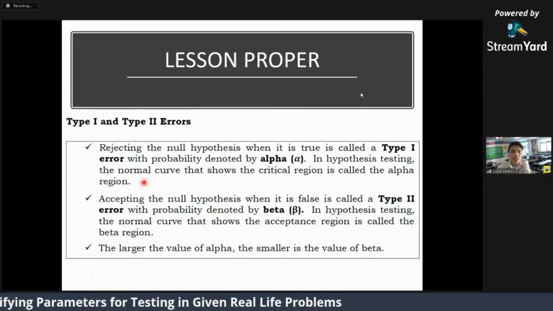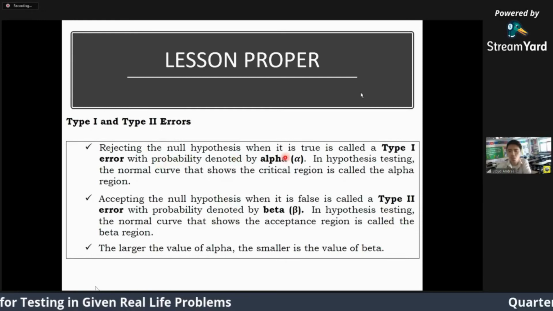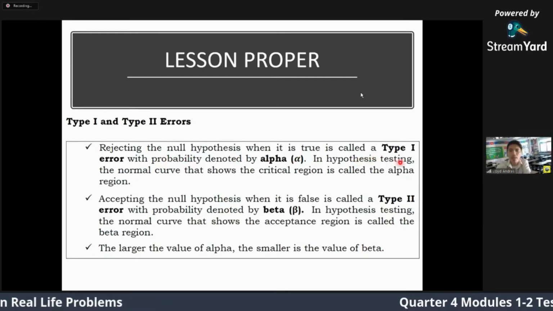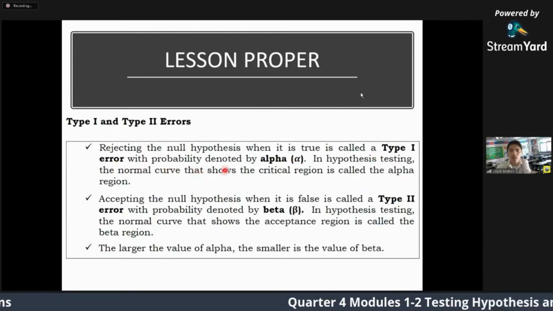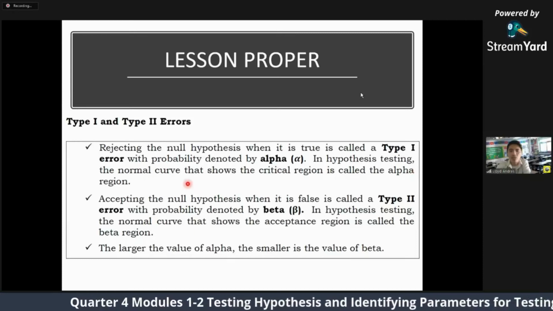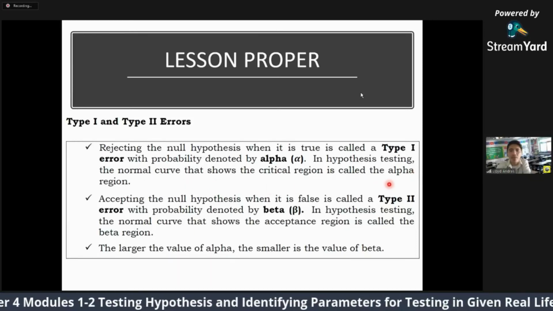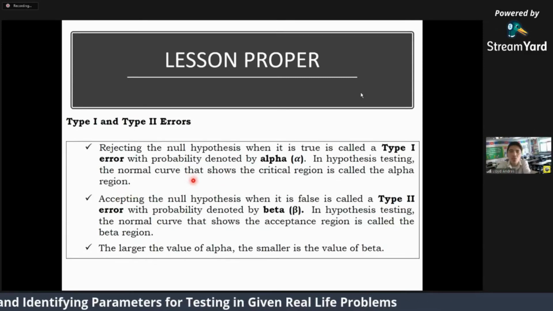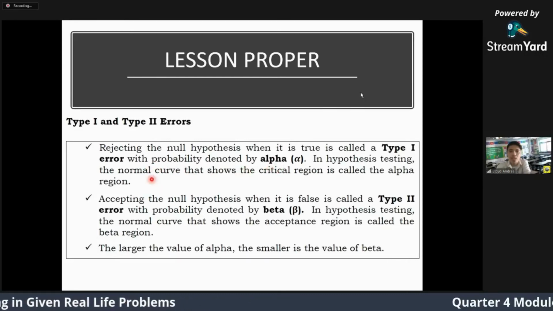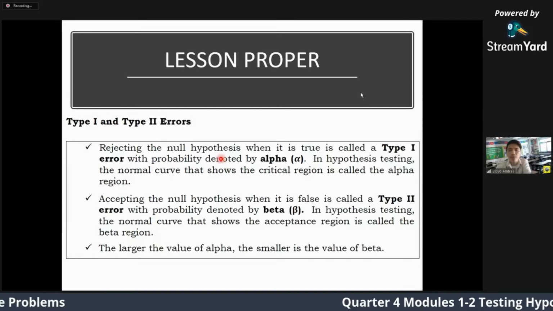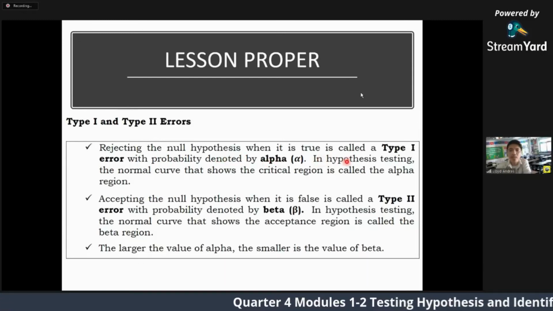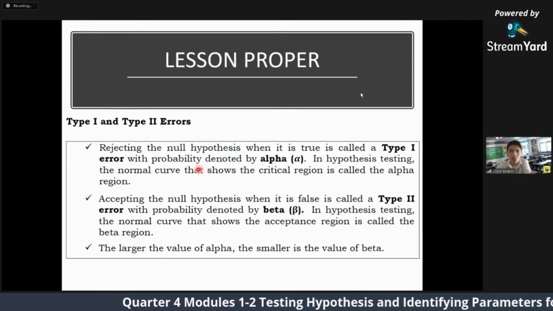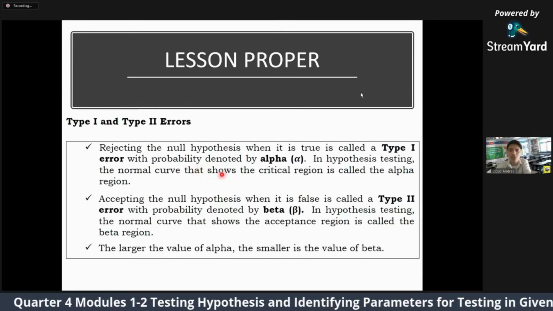Okay, rejecting the null hypothesis when it is true is called a type 1 error with the probability denoted by alpha. In hypothesis testing, the normal curve that shows the critical region is called the alpha region. So when you reject, kumbaga, ang point is, once you reject the null hypothesis, where in fact it is true, you committed a type 1 error. And that is denoted by your alpha.